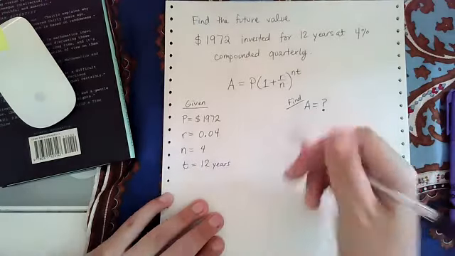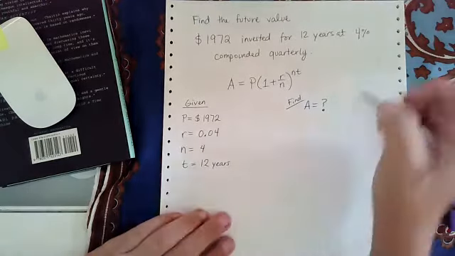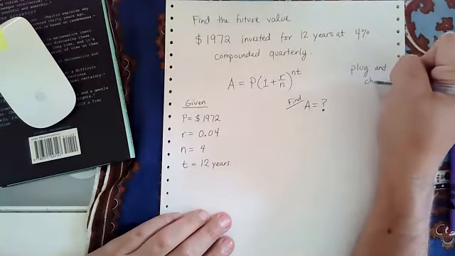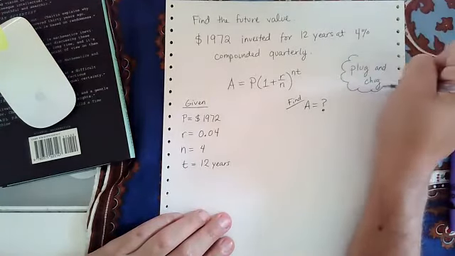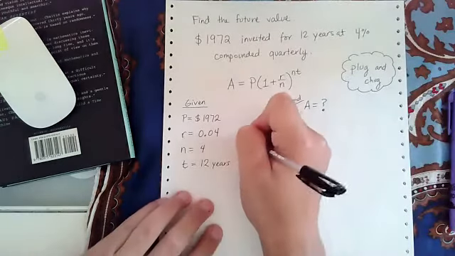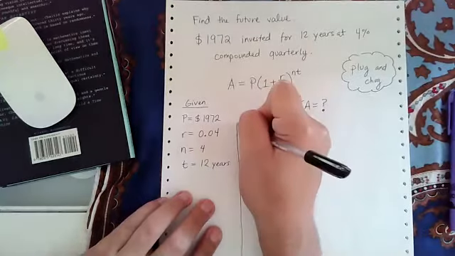So what I can do is just plug and chug. That's going to be my strategy here. Plug and chug. And when I say chug, I mean chug like a train. I drink responsibly if you're drinking while doing math, okay?